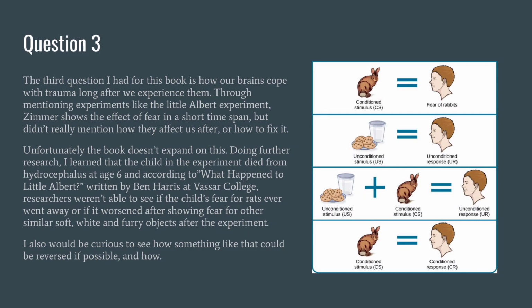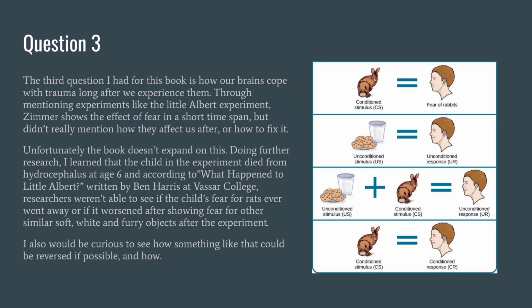Question 3. The third question I had for this book is how our brains cope with trauma long after we experience it. So the mentioned experiments, like the Little Albert experiment, show the effect of fear in a short time span, but Zimmer didn't really mention how they affect us after. Unfortunately, the book didn't expand on this.